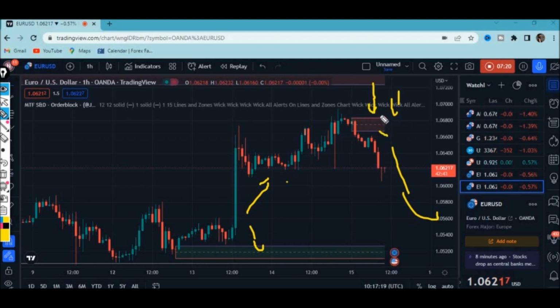What you can probably do, don't allow price to close above if you want to sell. So when price closes above, you should look for your buying opportunity. So right here, when price maybe could close below, that will probably signify a really big push to the downside.